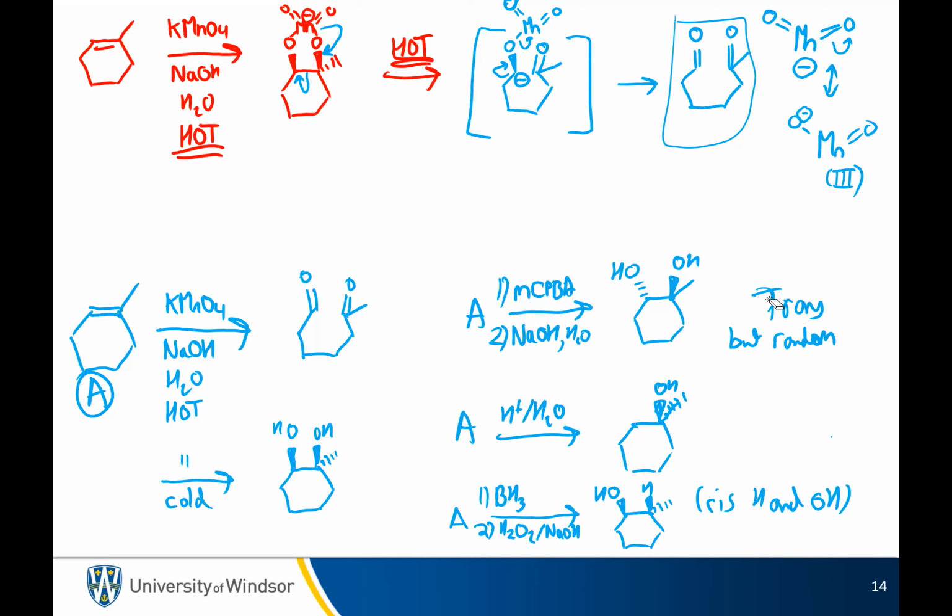Trans but random. Yeah. So this is Markovnikov, meaning it went through the more stable carbocation. This is anti-Markovnikov, meaning it's not Markovnikov. MCPBA was the reagent that we showed for making epoxides. It's this guy. Saw that last class.